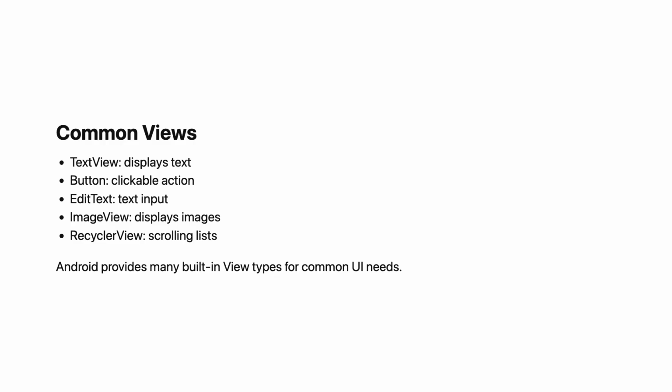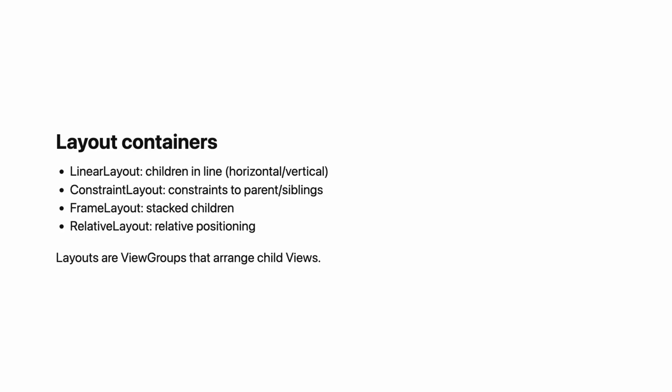Layouts are view groups that arrange children. LinearLayout arranges children in a line, horizontal or vertical. Children go one after another. ConstraintLayout positions children using constraints. Child A is to the right of child B, aligned to parent top. Flexible and powerful. FrameLayout stacks children on top of each other. Simple overlay layout. RelativeLayout positions children relative to each other or parent. Similar to ConstraintLayout but older. Choose the layout that fits your needs. ConstraintLayout handles most cases efficiently.